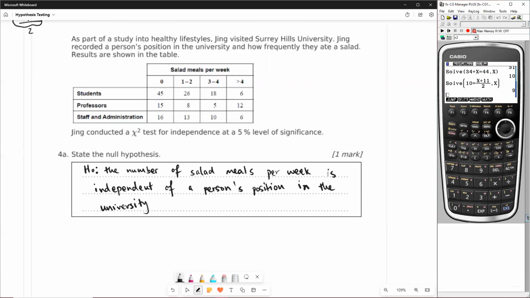Okay, you go to your run matrix, your normal calculator page, and you look for MAT, and then that's where you're going to input the number of rows is 3. The number of columns is 4. And that's going to create a 3x4 matrix for you. And then you're going to input all the data that's on the table in this matrix.